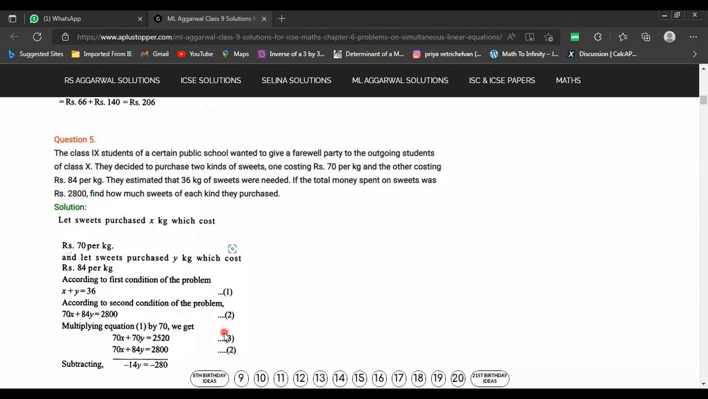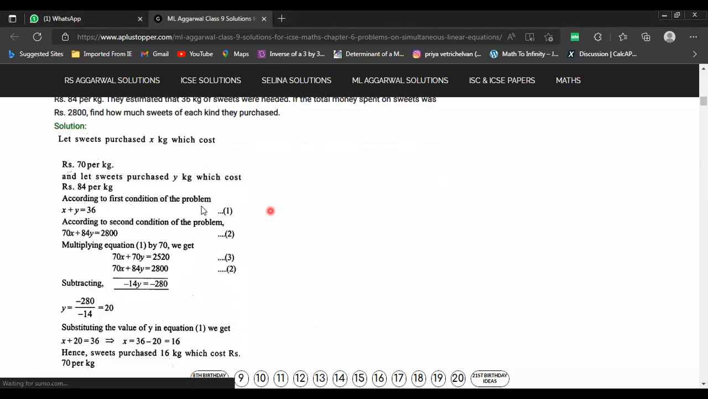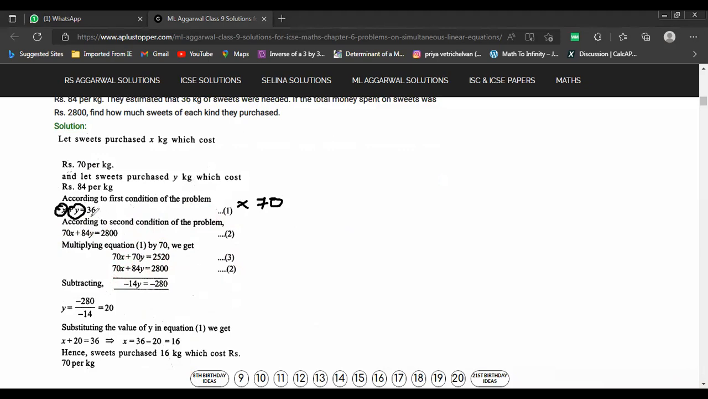And how will you solve these two equations? Just multiply the first equation by 70. You will have 70x plus 70y equal to 2,520. The second equation is written. Subtract them. You're multiplying the first equation by 70, so 70x, 70y, and 70 into 36 will give you 2,520. You write the second equation as well. You're just performing the elimination method here.